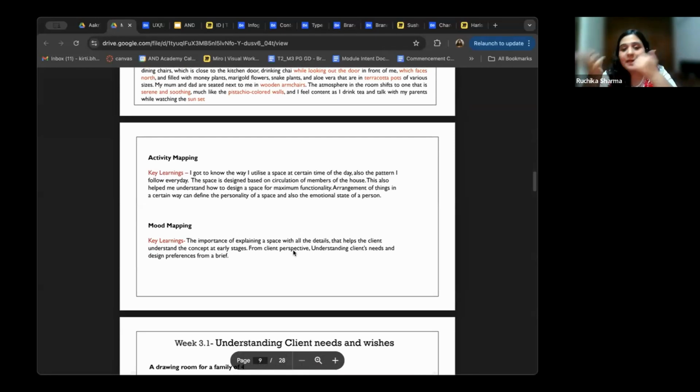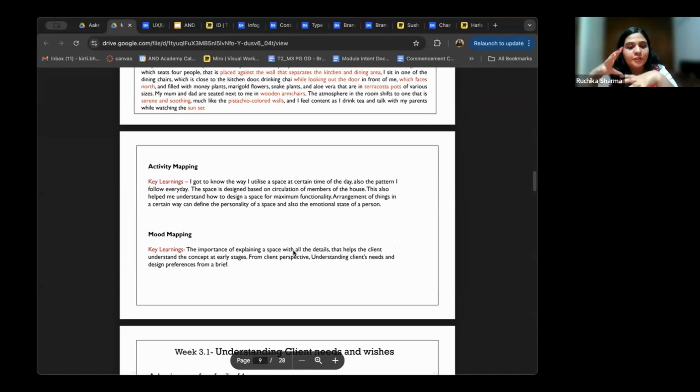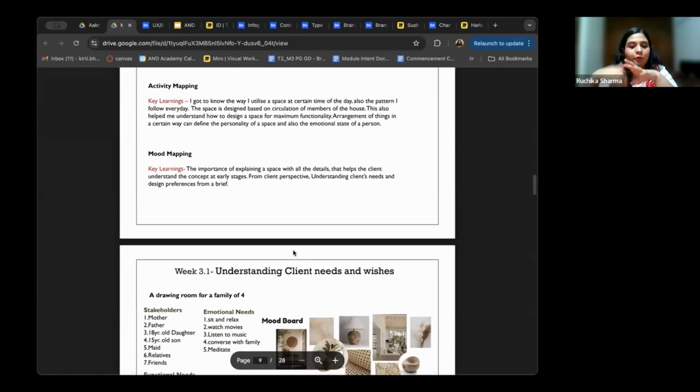Could it be how it smells? Could it be how it feels to the touch? Could it be what I see? Could it be what I can hear? What exactly is it that constitutes the mood of a space? Can we keep going lower, please?